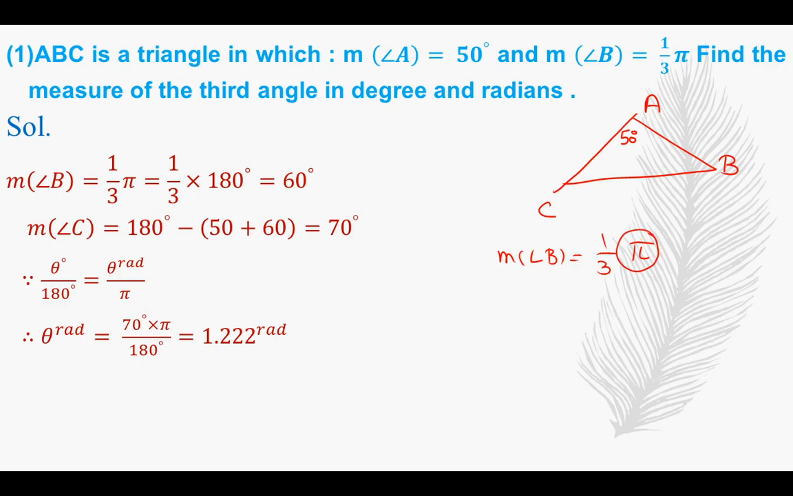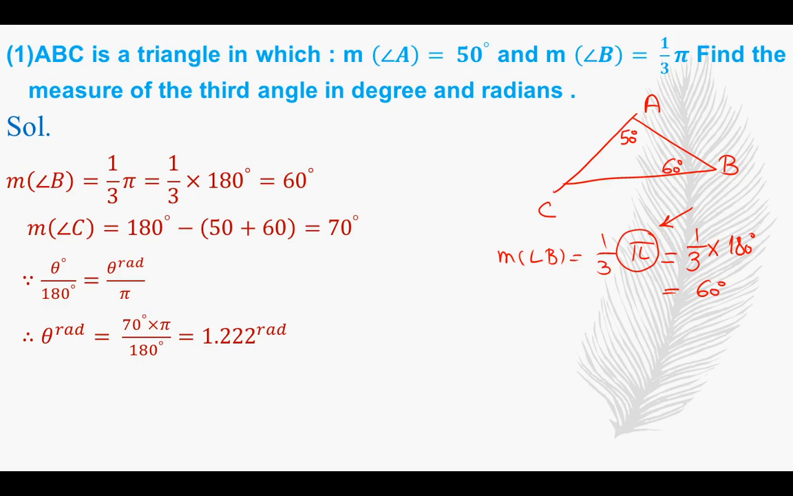So to find the measure of angle B, which is given in radian measure, measure of angle B equals 1 over 3 π, this is a radian measure. If you want to change it directly into degree measure, you replace π by 180. So it will be 1 over 3 multiplied by 180, and this equals 60 degrees. So now the measure of angle B equals 60 degrees.